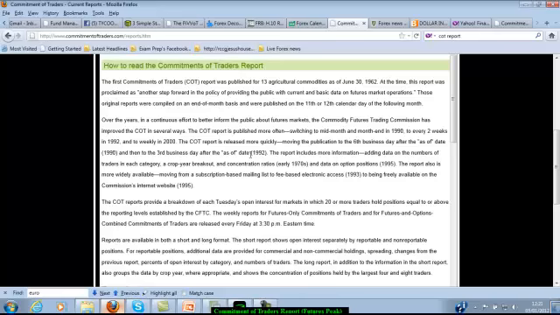The COT reports provide a breakdown of each Tuesday's open interest for markets in which 20 or more traders hold positions equal to or above the reporting levels established by the CFTC. The weekly reports for the futures only commitments of traders and for futures and options combined commitments of traders are released every Friday at 3:30 p.m. Eastern Time. So if you are in Nigeria now, add 6 during winter or fall.